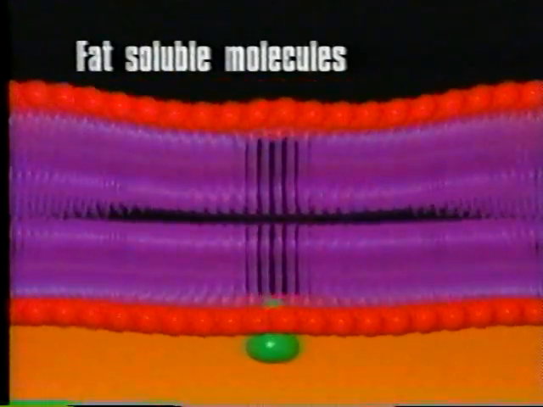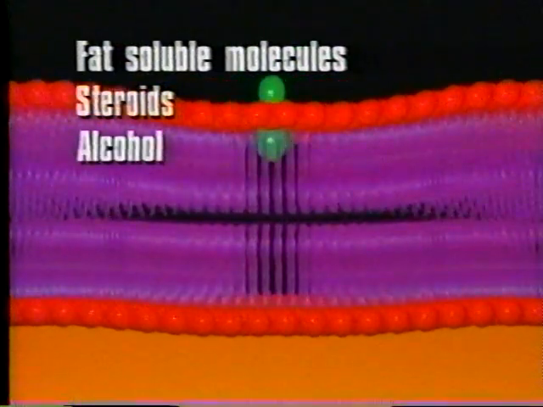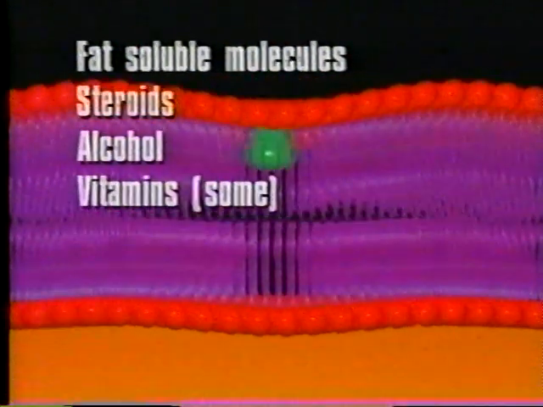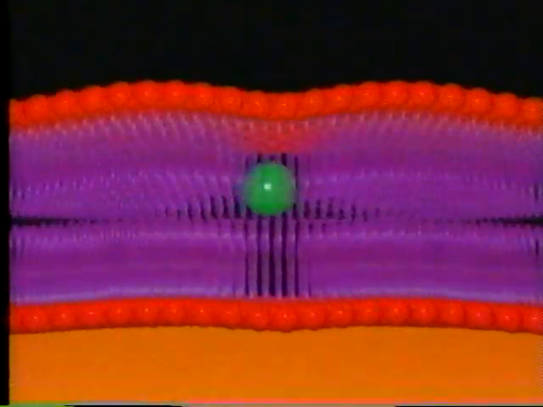Fat-soluble molecules such as steroids, alcohol, and some vitamins can dissolve in the lipid portion of the membrane. Water-soluble molecules cannot cross the membrane without channels. Cell membranes have two-way doors that allow molecules to enter and leave the cell. These doorways are formed by various types of proteins that float in the fluid membrane.